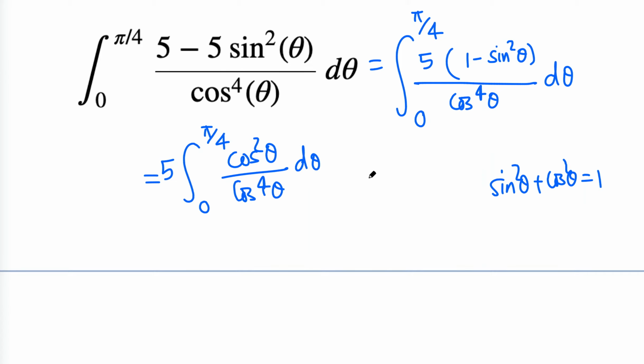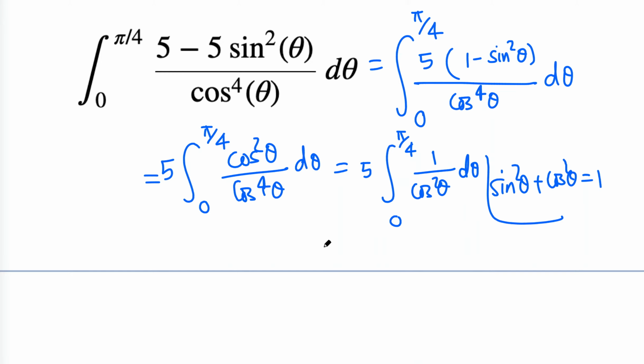d theta. Next is 5 cosine square over cosine fourth. 2 copies on top, 4 copies on the bottom. We can cancel 2 copies from top and bottom, and 2 copies are left on the bottom. So this is 0 through pi over 4, cosine square cancels, so 1 over cosine square d theta.